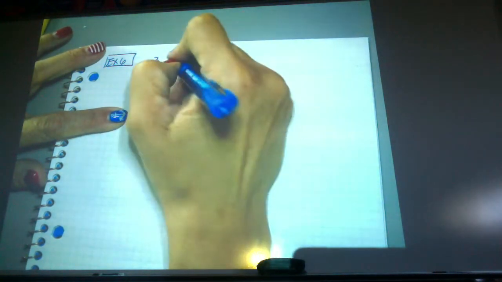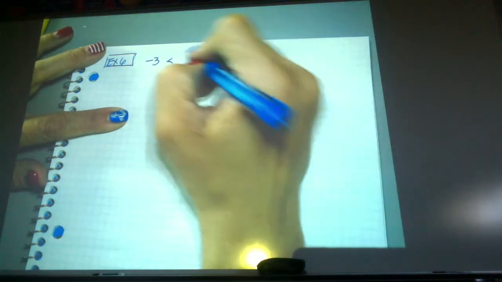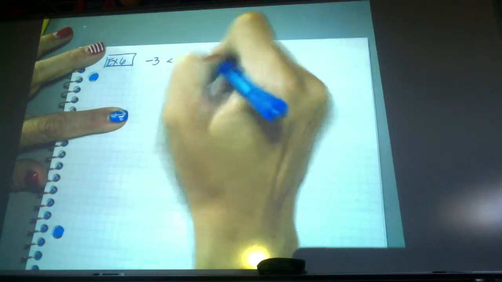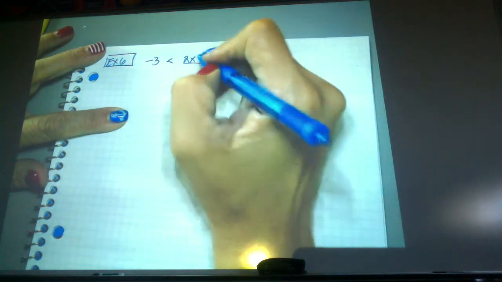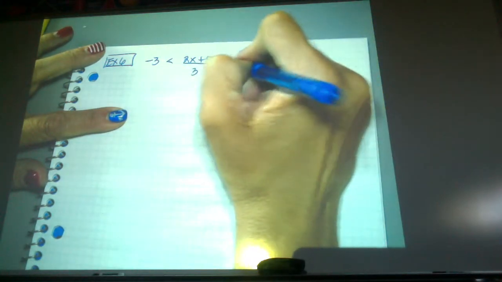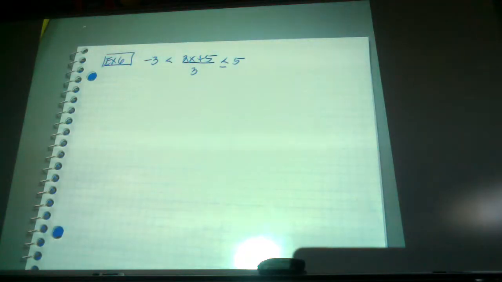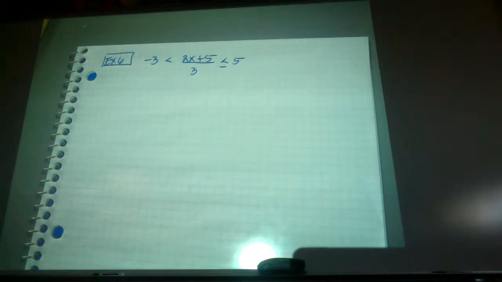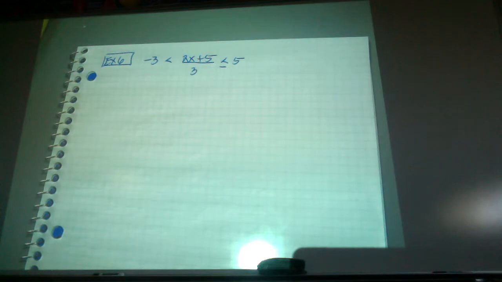Example 6. So you're going to do a double inequality, so a sandwich inequality. Negative 3 less than 2x plus 5, all of that divided by 3, less than or equal to 5. Sandwich inequality implies we have an and statement, which implies that you have a beginning and an ending point and a line in between. Not always, but usually.